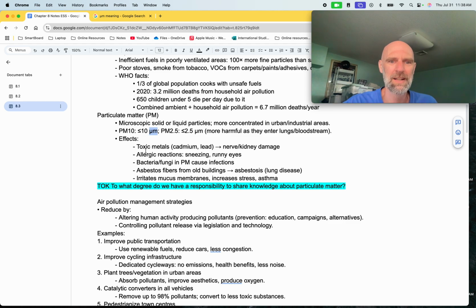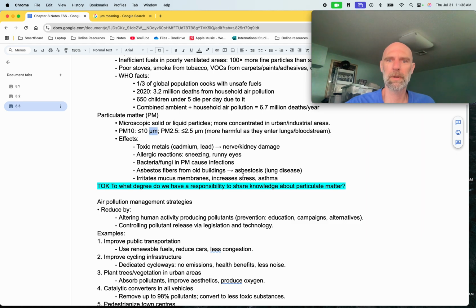Effects. Toxic metals, cadmium, lead, nerve and kidney damage. Ooh, kidneys, going for dialysis. That's where you have to go and have your blood basically processed every, I think it's 3 days. So it makes vacations and traveling rather difficult. All right, allergic reactions, sneezing, running eyes. Think of allergies from Hades, really bad allergies. Bacteria and fungi in particulate matter cause infections. Yep, can do that. Asbestos fibers.